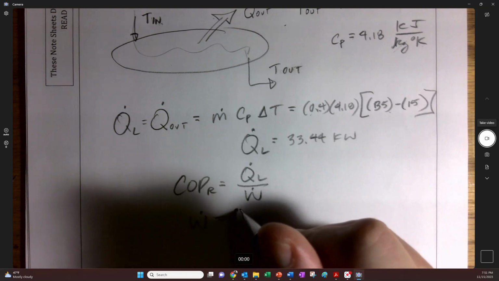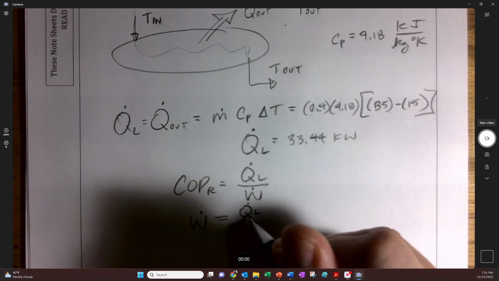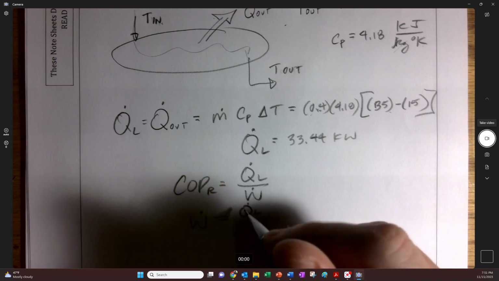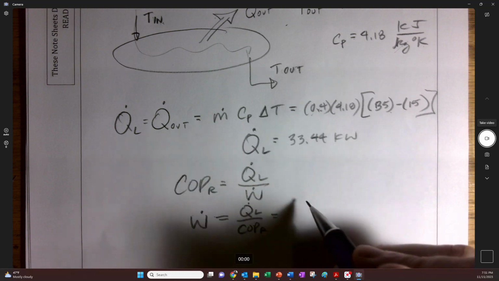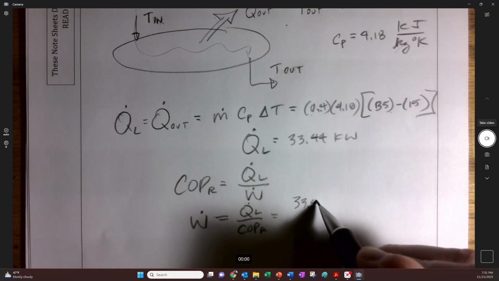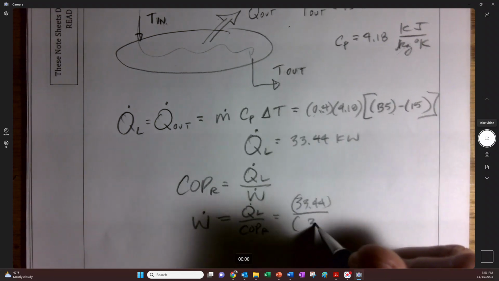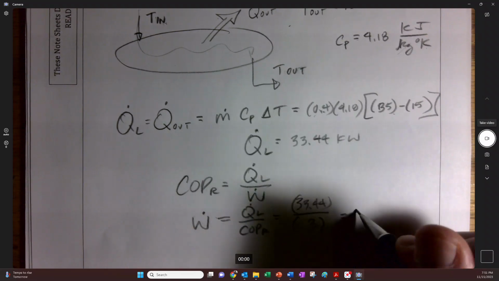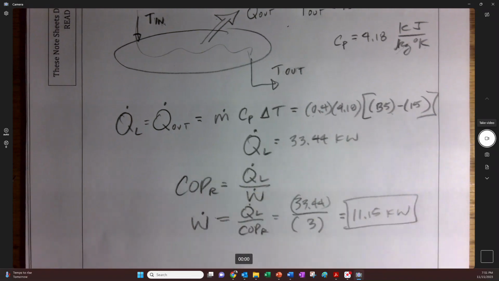And that's going to be Q dot L over COP. And they gave us the COP. So it's 33.44 kilowatts divided by a coefficient of performance of 3. You can expect 11.15 kilowatts of power to be required in order to do this.